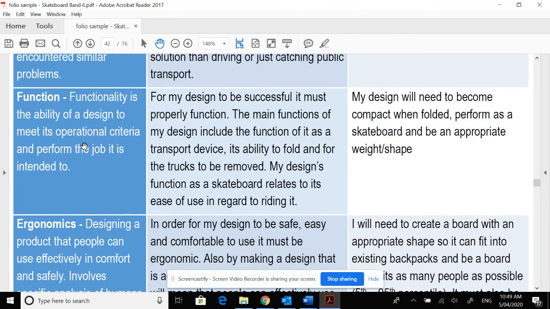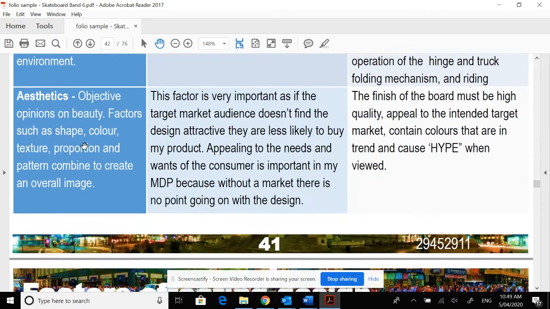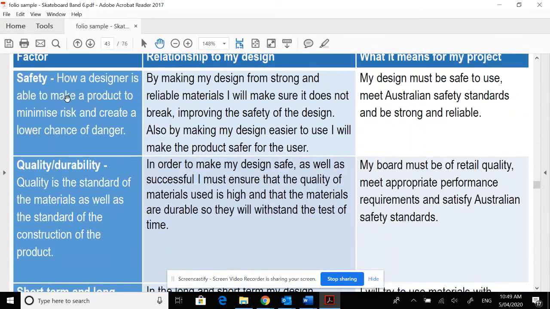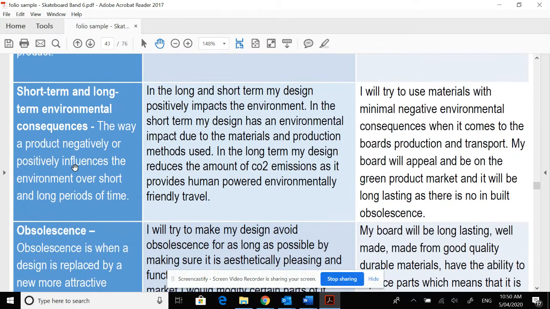But these are pretty good. So function was important. Skateboard again. Function was important. Ergonomics was important. Aesthetics, obviously, once I want to buy it. Safety for the skateboard was important. Had to be good quality. Had to be durable. Short and long term environmental consequences.